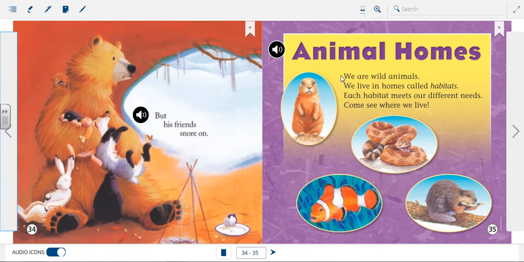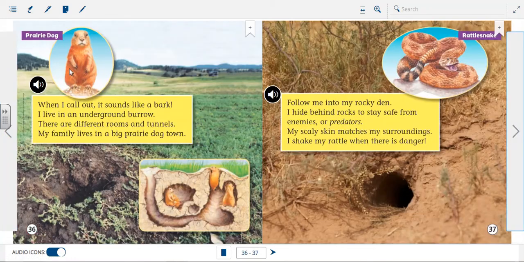It says, "We are wild animals. We live in homes called habitats. Each habitat meets our different needs. Come see where we live." All right. The first animal we're looking at is called a prairie dog. "When I call out, it sounds like a bark. I live in an underground burrow. There are many different rooms and tunnels. My family lives in a big prairie dog town."